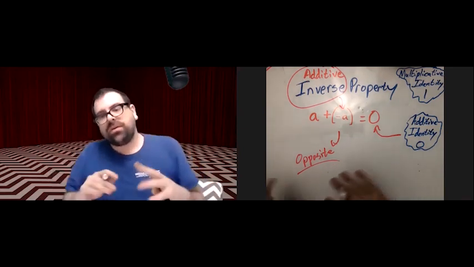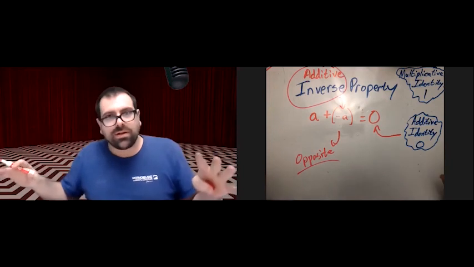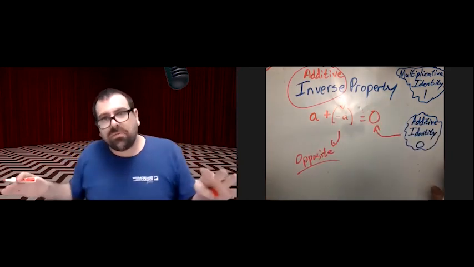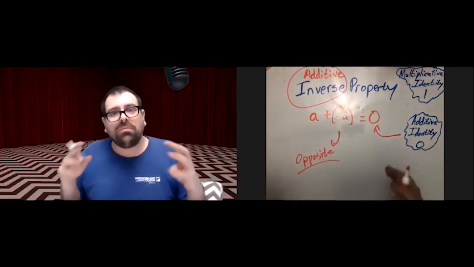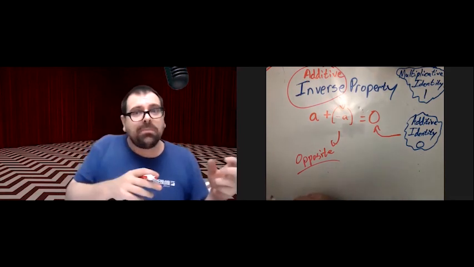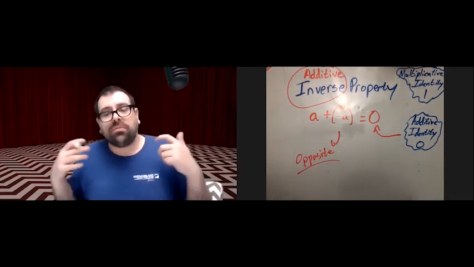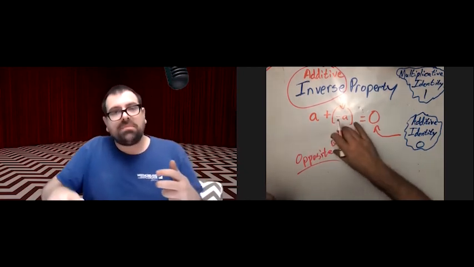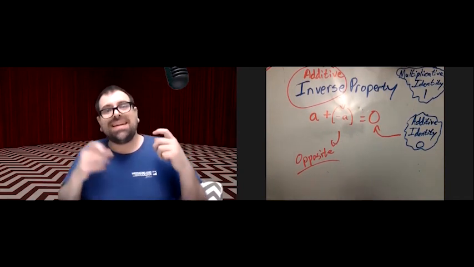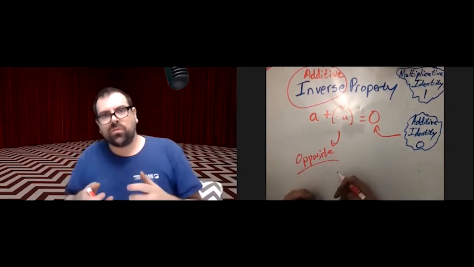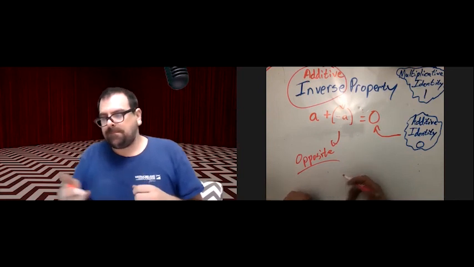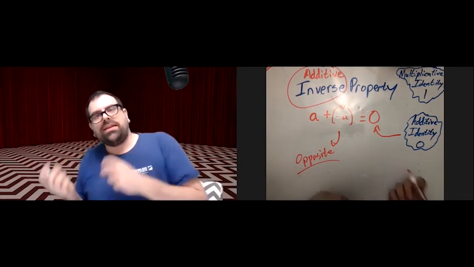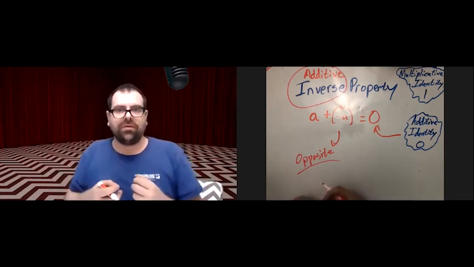Now, again, I'm going to check in with you here. If all these big words are scaring you, if this is why you don't like math, then I want you to forget about all the big words. You don't need to know what the properties are in name. You need to know what the properties are in practice. And you do. Something plus its opposite gives us 0. Something times its reciprocal gives us 1. Anything plus 0 is itself. Anything times 1 is itself.